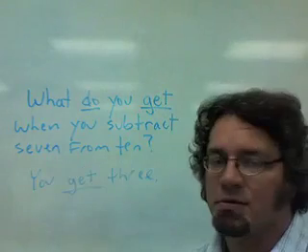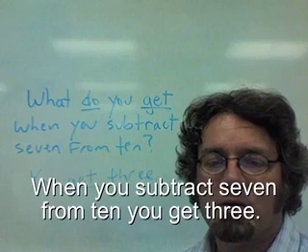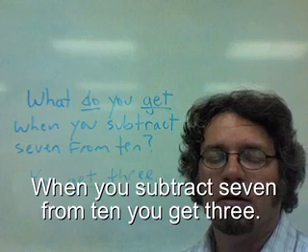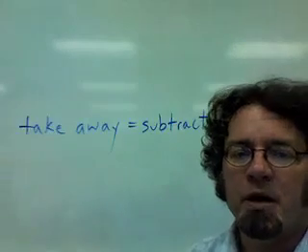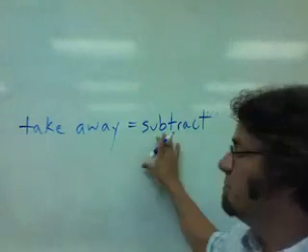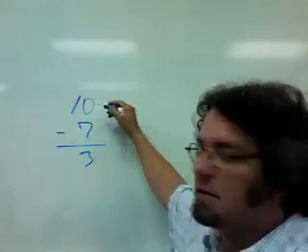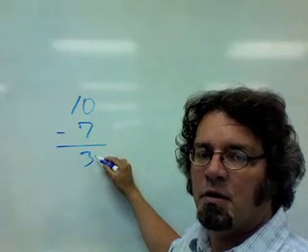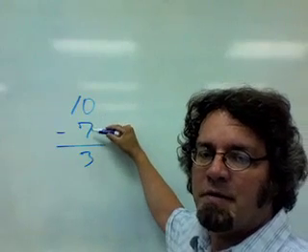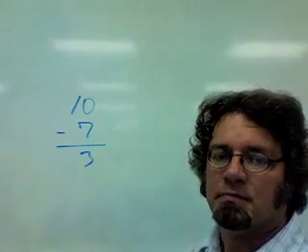This is in the present tense. When you subtract 7 from 10, you get 3. The verb phrase take away also means to subtract. 10 take away 7 is 3, or 7 taken away from 10 is 3.